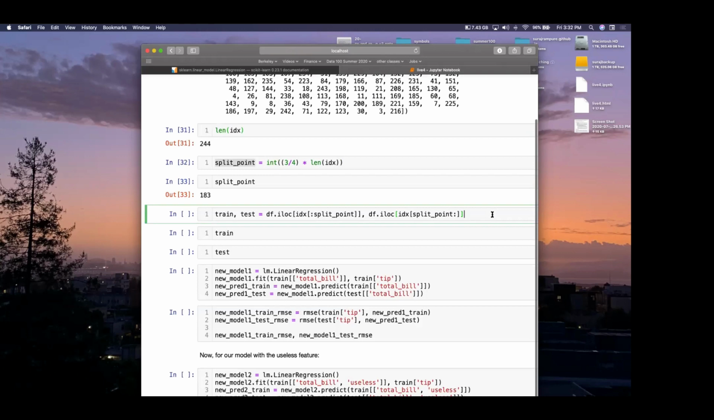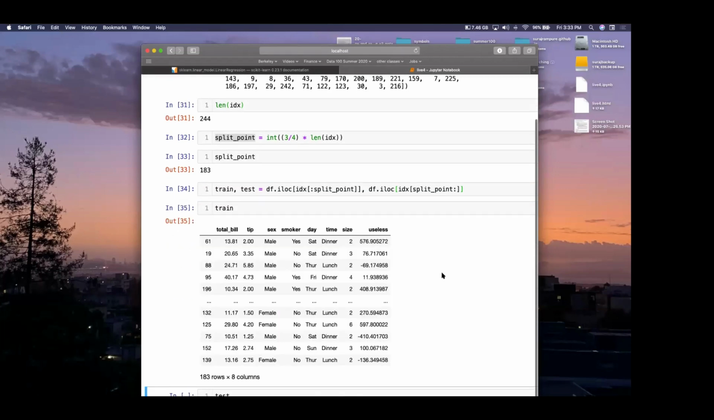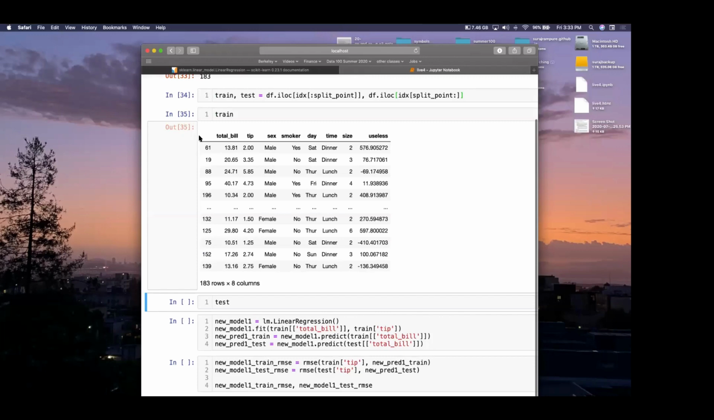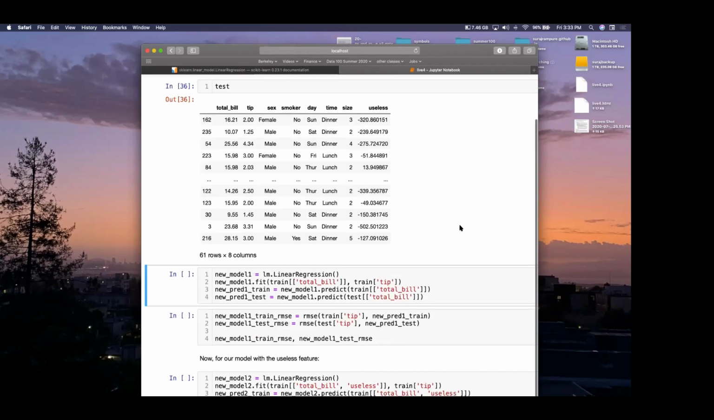More typically, you usually use like 80-20 as your proportion. So this would be 4/5. But just for illustration, we'll do this. And so now train contains 183 rows, and you can see this index isn't in order because we just took a bunch of random ones. And test contains 61 rows, and if you add those up, we get 244, which is the total size of our data set. So what I'm going to do now is fit our model just using training data.